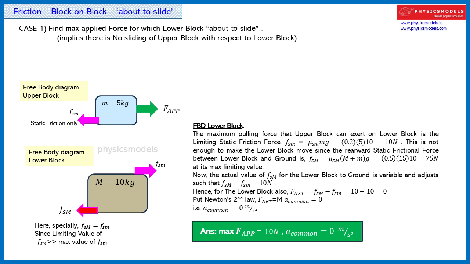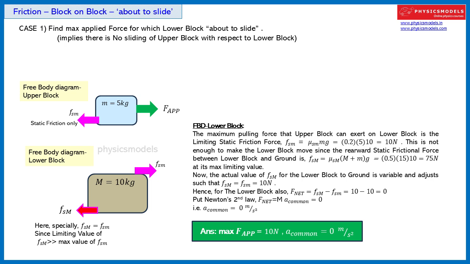The rearward resisting force, shown by the red arrow, has a maximum limiting value of 75 newtons. But here, does 75 newtons get applied? No. If that were so, then the block would be moving backwards, which is not correct. The property of static friction is that it adjusts to the applied force till the limiting value is reached.